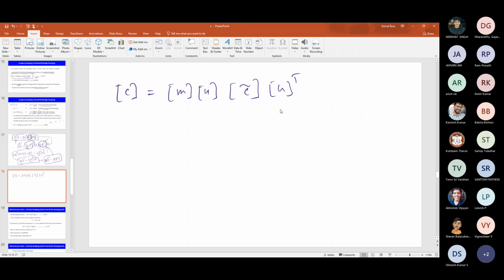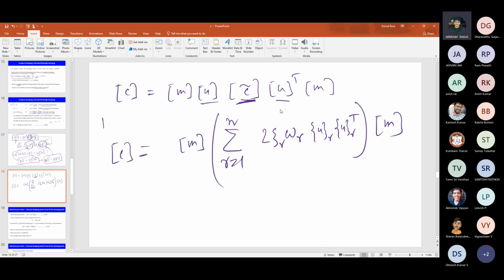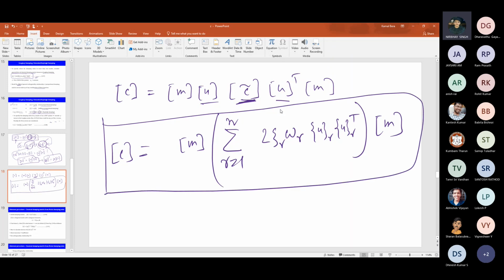I can also write that in another form, that is M, then U, then the diagonal. Since this is a diagonal matrix, that's why it is possible. So I can write the summation of r equal to 1 to n, whatever number of modes you want to consider. That is the beauty here. That is 2 zeta r omega r, because these are the diagonal terms, and then U r transpose. Agree? Yes, sir. So this way also you can construct.